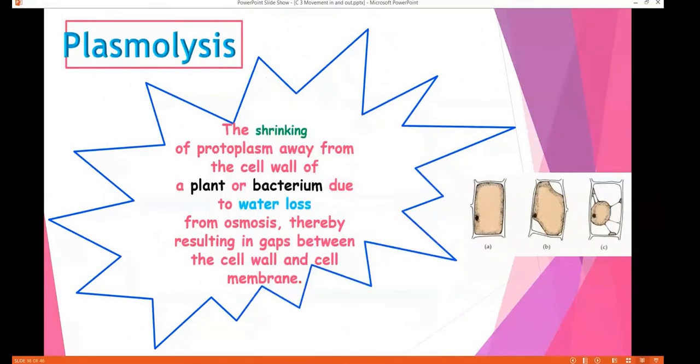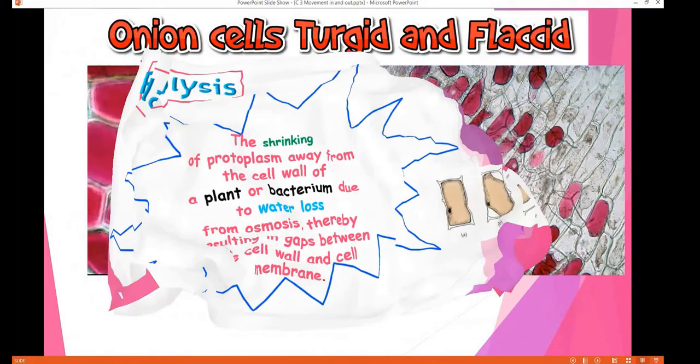So how do you define plasmolysis? Here you can see clearly in this picture, this is a normal cell. This is how plasmolysis takes place. When the water diffuses out, the cytoplasm slowly starts pulling away. And you can see in picture C, the cytoplasm has completely pulled away from the cell membrane. So the shrinking of protoplasm or cytoplasm away from the cell wall of a plant or bacterial cell due to water loss from osmosis, thereby resulting in gaps between the cell wall and the cell membrane, is known as plasmolysis. Is it clear, ladies, what is plasmolysis? Yes. Right.